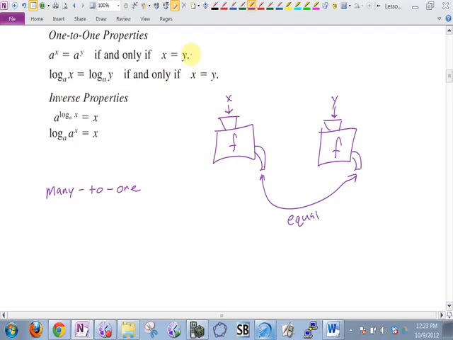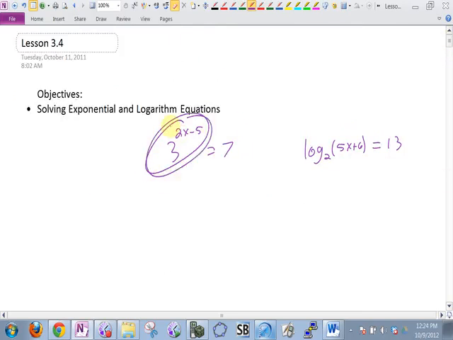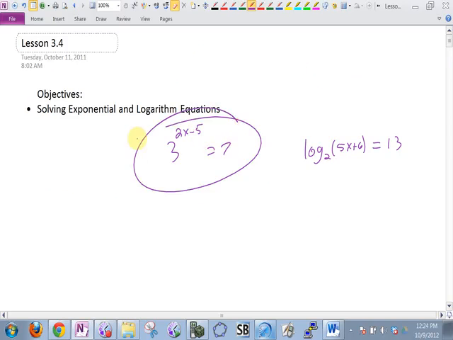Now, is it going to be possible to rewrite all exponentials so that they are of the same base like that? No. For example, up here, here's an exponential base 3. Can I rewrite the number 7 as a base 3 power? I mean, technically you can, but not easily. So we would not use the one-to-one properties to solve this equation here.